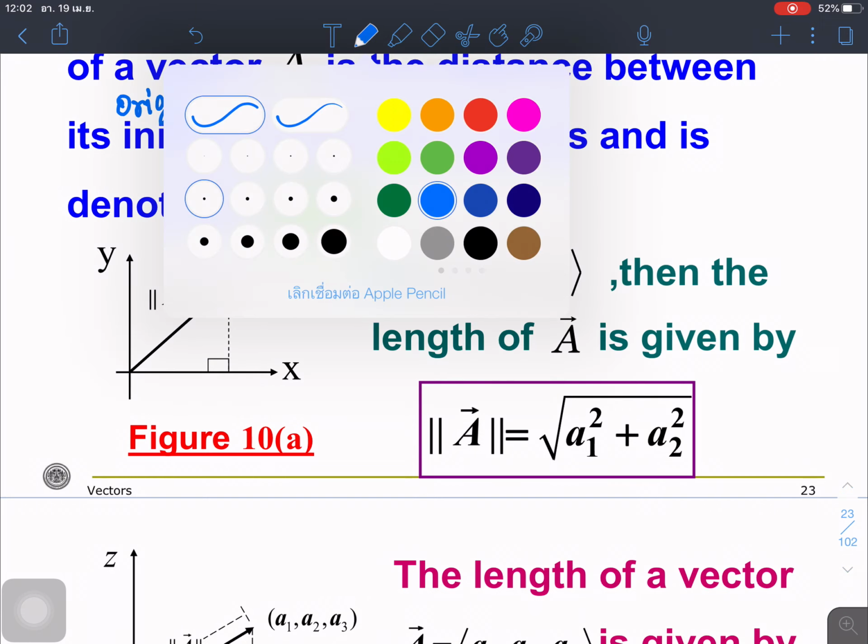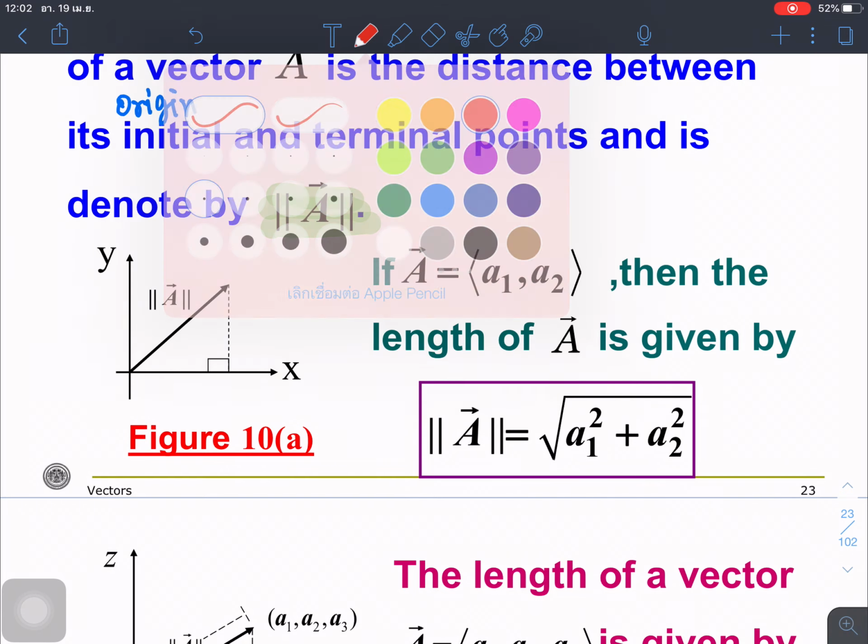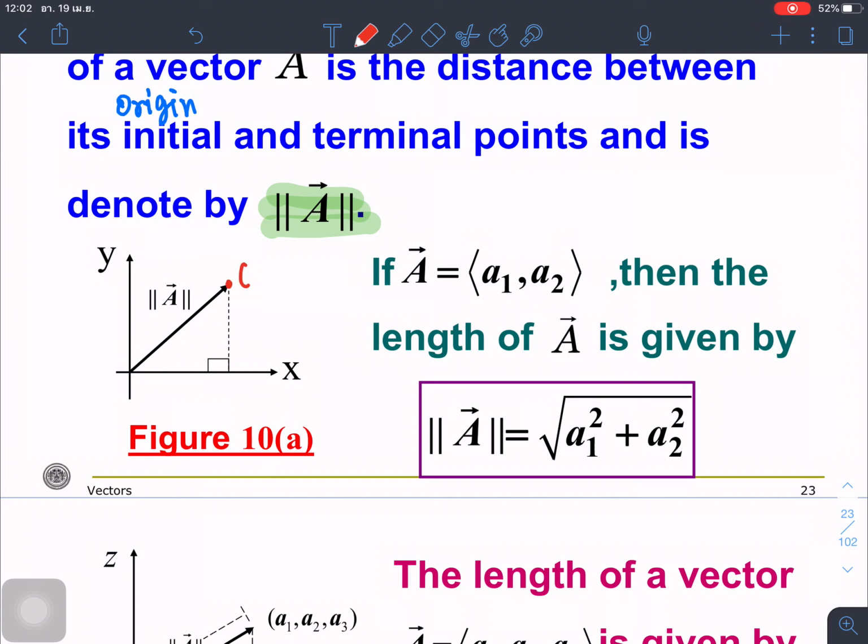It's the same as when you have the point A1 and A2 here, and you want to find the distance from the origin 0, 0. That's the same formula you use for the distance between two points, and this comes up with the points 0, 0 and A1, A2. So that's why we need this formula: A1 squared plus A2 squared, and everything under the square root.